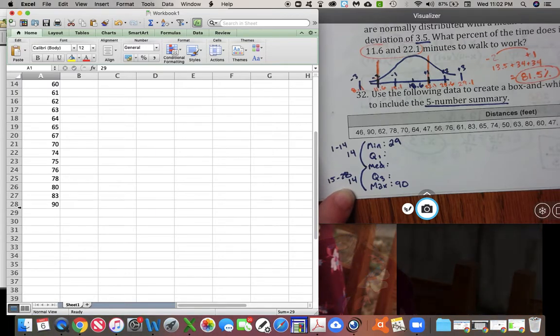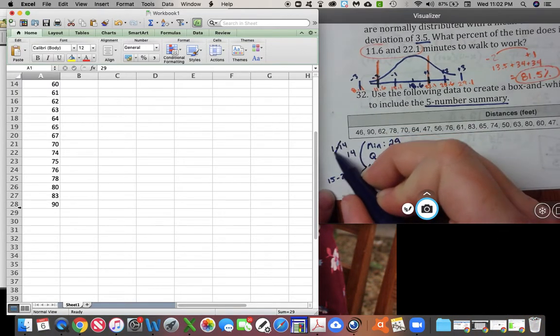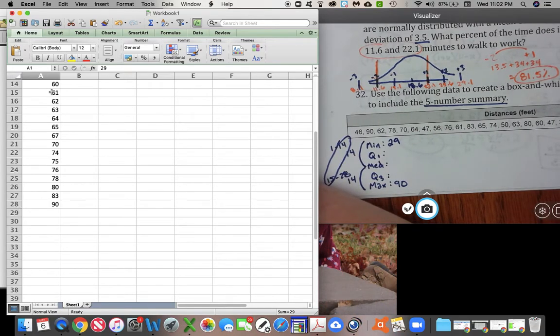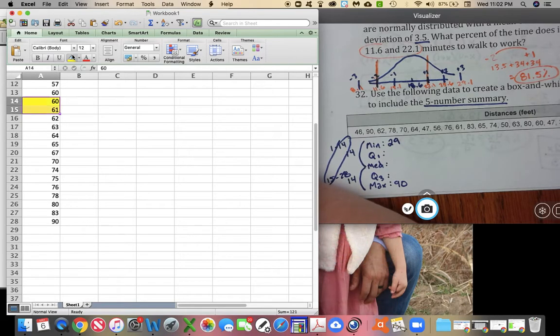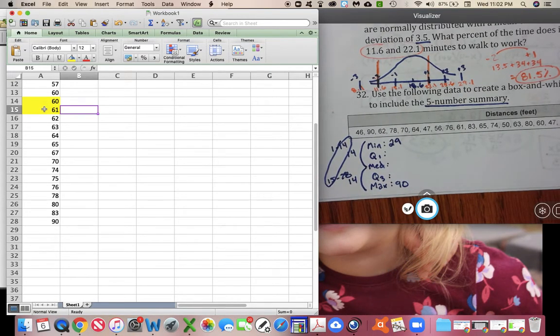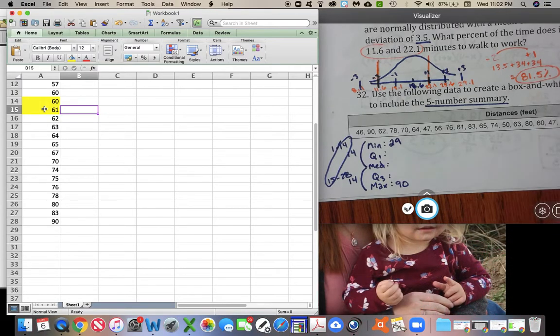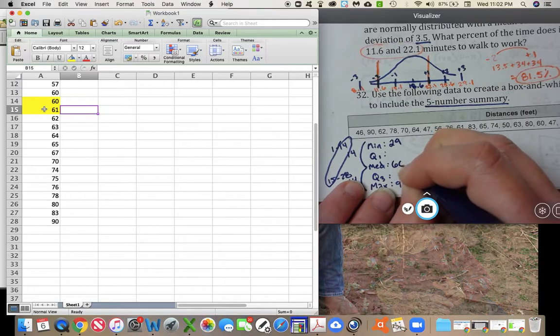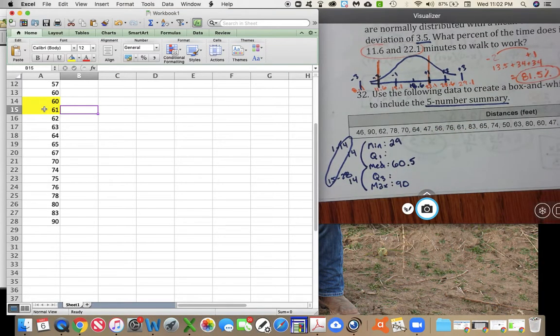So my median number will be a combination of the 14th and the 15th number, okay? So 14th and 15th number I can see right here. Okay, I'm going to highlight those. 14th and 15th number are 60 and 61, and when I don't have an exact middle number, I need to find the average of those two. So the exact middle of 60 and 61, if you want to add them together and divide by 2, you can, but halfway between 60 and 61 is 60.5, okay?